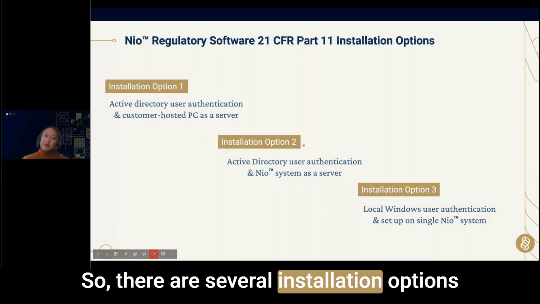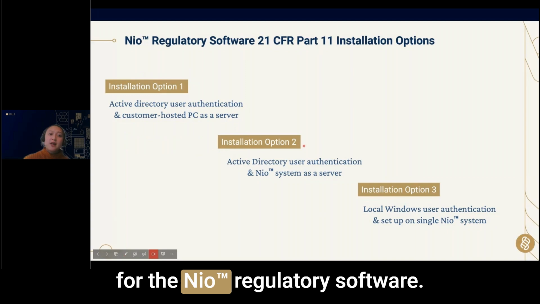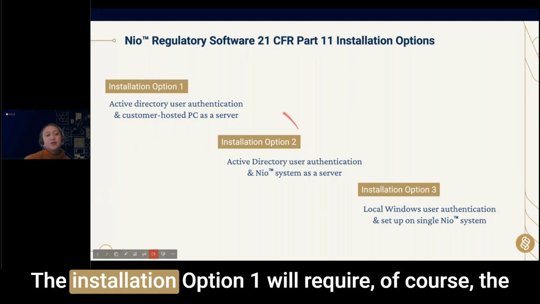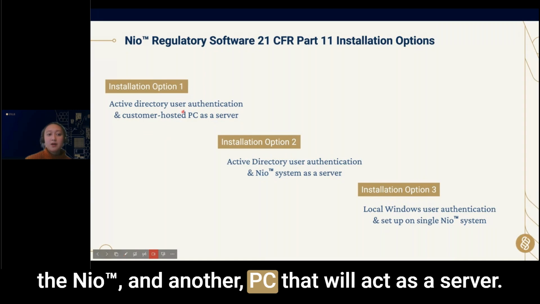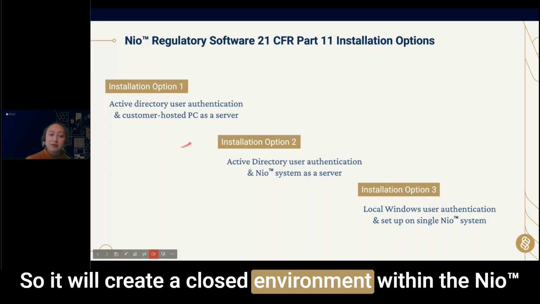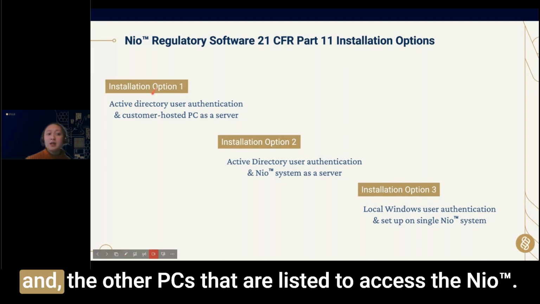There are several installation options for the Nio regulatory software. Installation option 1 will require, of course, the Nio, the PCs that are going to access the data in the Nio, and another PC that will act as a server. So it will create a closed environment within the Nio and the other PCs that are listed to access the Nio.